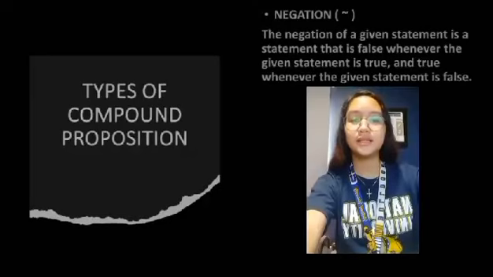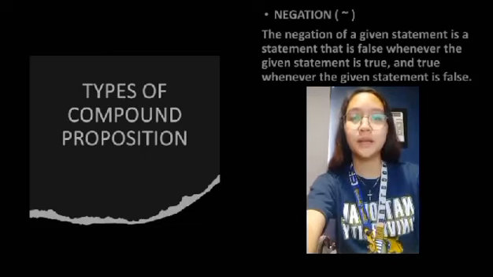And last is negation. The negation of a given statement is a statement that is false whenever the given statement is true, and true whenever the given statement is false. Example, the Philippines is winning against the COVID-19 pandemic. Negation, the Philippines is not winning against the COVID-19 pandemic.